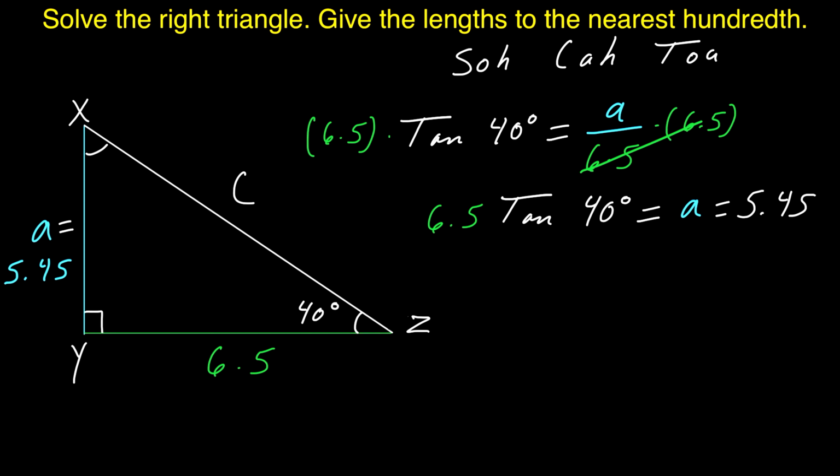What deals with the adjacent side and the hypotenuse? Well, if we take a look over here, the cosine, it's adjacent over hypotenuse. So we would write the cosine of 40 degrees equals our adjacent, 6.5, over our hypotenuse.